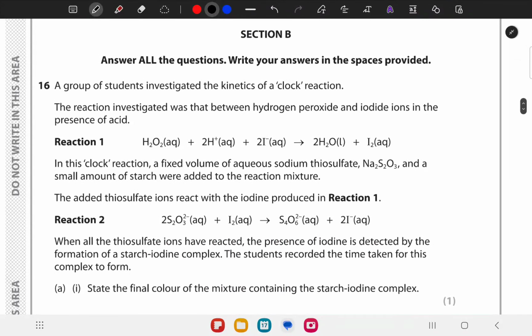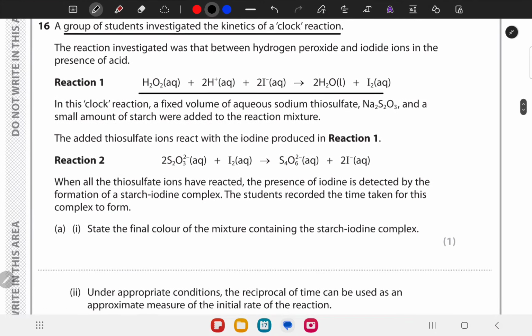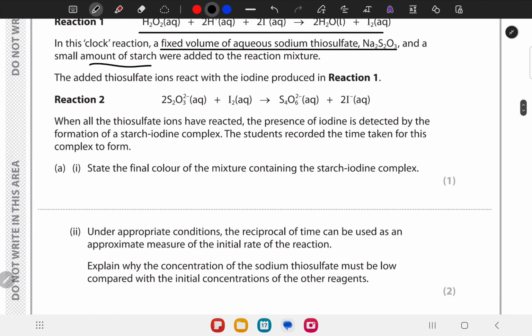Moving on to section B. In question 16, we are given that a group of students investigated the kinetics of a clock reaction. Reaction 1 is given over here. Now we are told that a fixed volume of aqueous sodium thiosulfate and a small amount of starch was added to the reaction mixture.